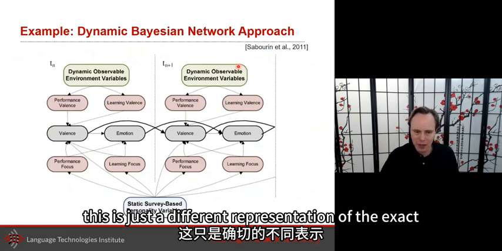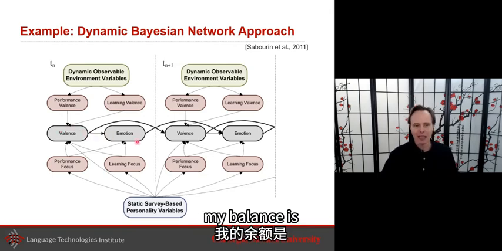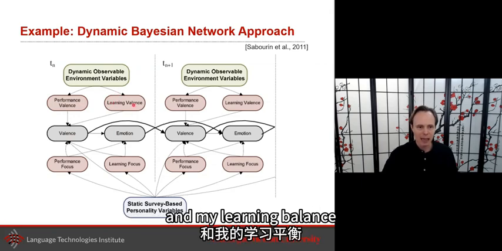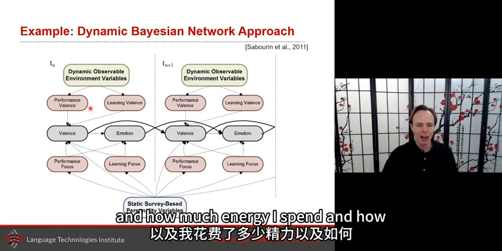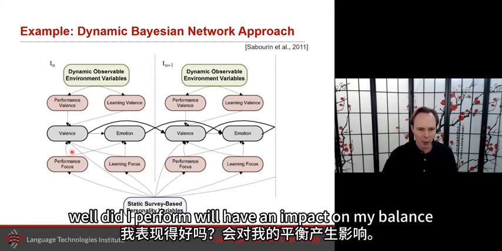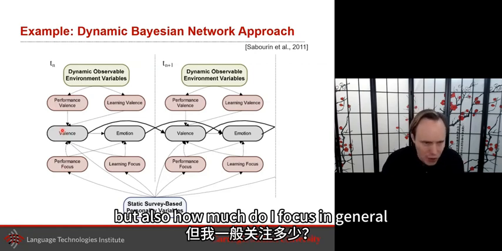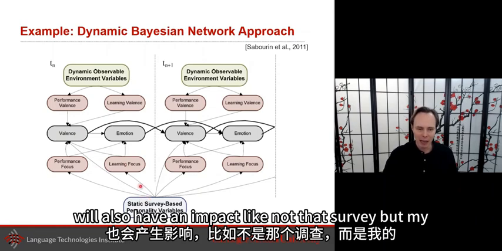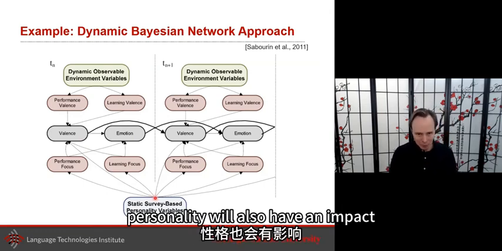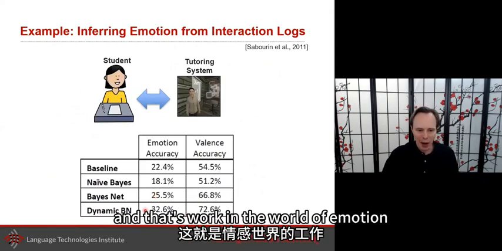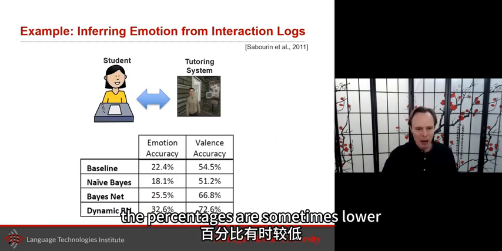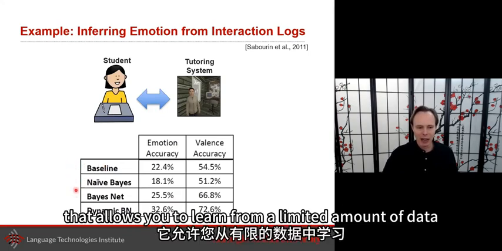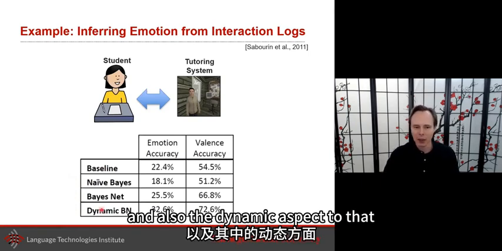This is just a different representation of the exact same dynamic Bayesian network. My balance has an impact on my emotion, but my balance really comes from my performance and my learning balance: how much energy I spend and how well I performed will have an impact on my balance, but also how much I focus in general, and my personality will also have an impact. In the world of emotion, the percentages are sometimes lower, but you get something that's improving because of the knowledge you added, and that allows you to learn from a limited amount of data, and also the dynamic aspect to that.